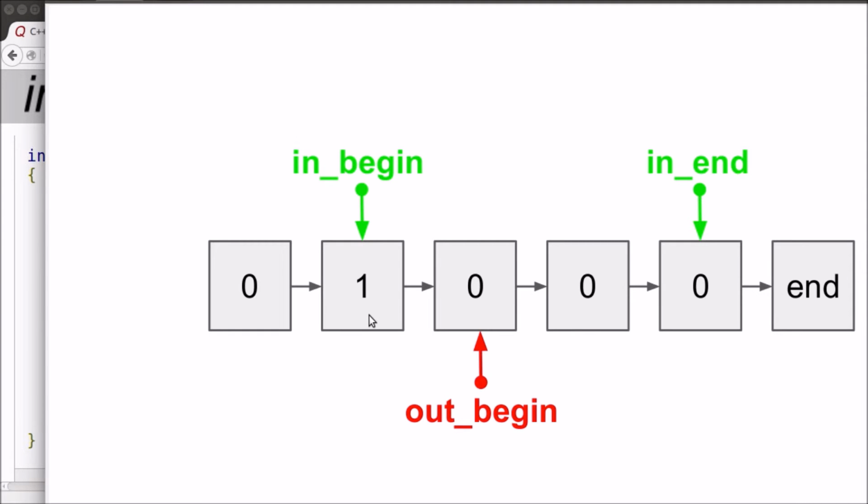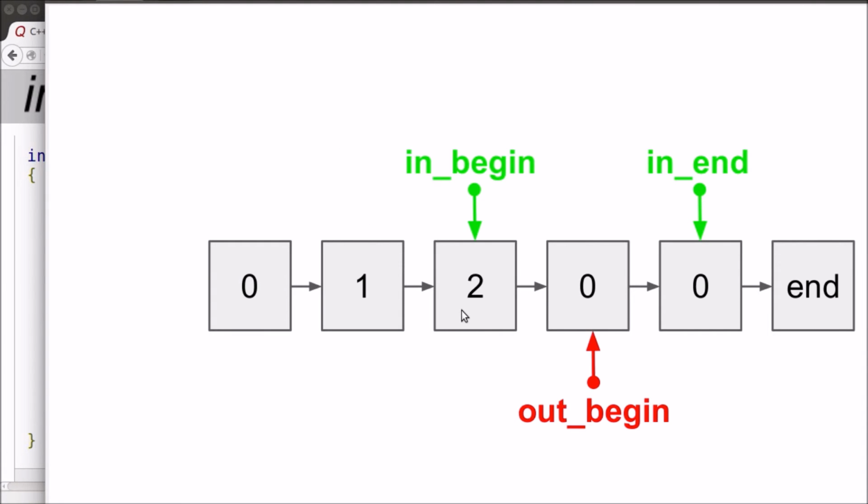On the second iteration, the function transform again reads the value pointed by the begin iterator of the input range, calls the transformation function with that value, writes the result into the element pointed by the begin iterator of the output range, and increments both iterators. After the second iteration, we have this picture. This process is repeated while the begin iterator of the input range is less than the end iterator of the input range.